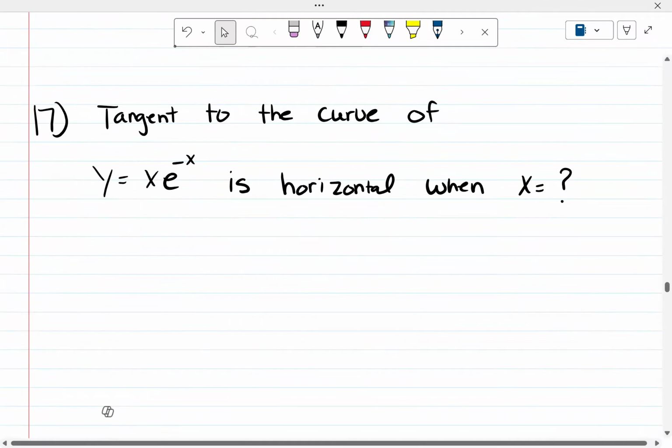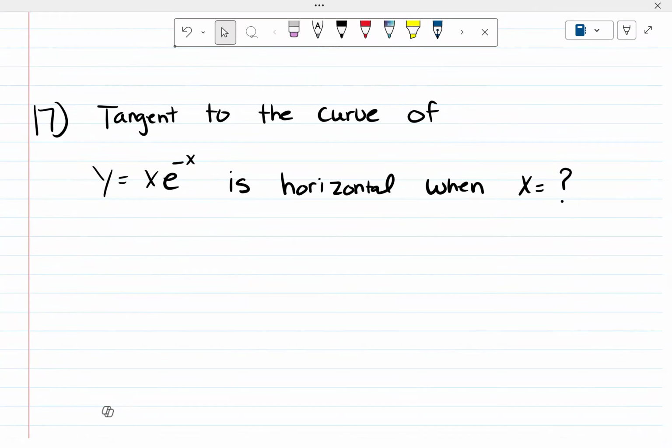Okay, so 17 says the tangent to the curve y equals x e raised to the negative x is horizontal when x equals 0. So how do you know something is horizontal? Let's say you had a curve, and a tangent that's horizontal is basically like this. And what do we know about slopes of a horizontal line? It's always going to equal 0.